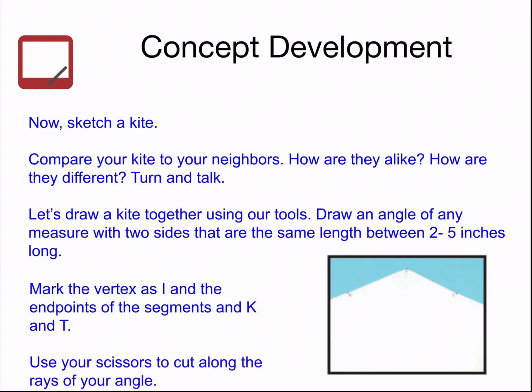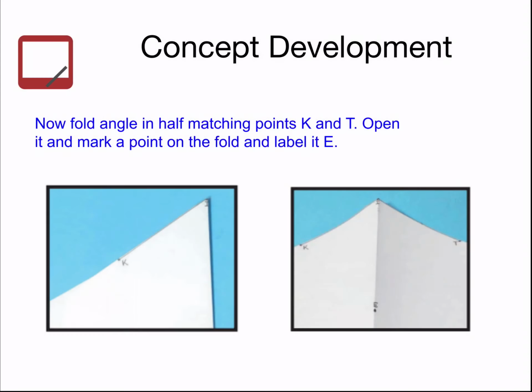So you're going to cut along those rays, along the lines, just like shown above. Okay, so now you're going to take that and fold the angle in half, matching up the points of K and T. Fold it in half and match up those points. On the fold down below, you're going to mark a dot. So that second picture there is another dot, and you're going to label E. So now we have K-I-T-E, kite.